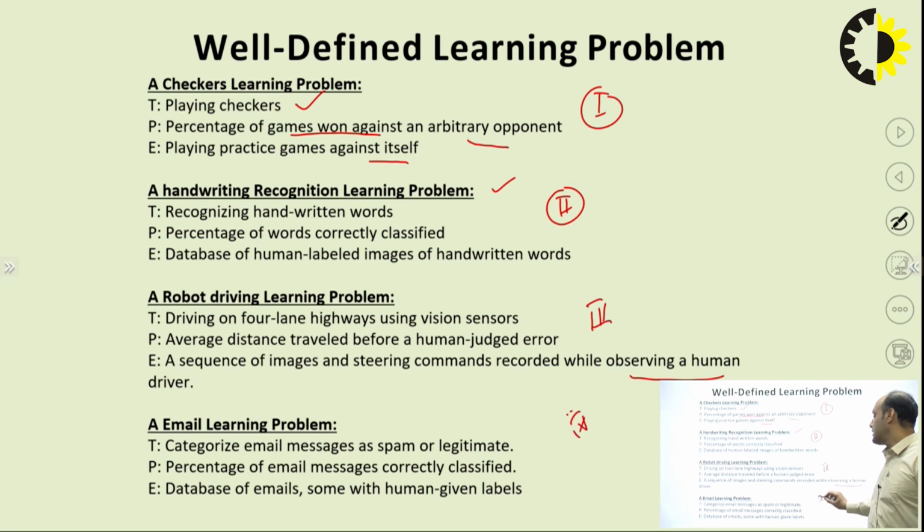The fourth example is the email learning problem. What is the task here? The task is to identify whether I am getting legitimate emails or spam mail. What is the performance?